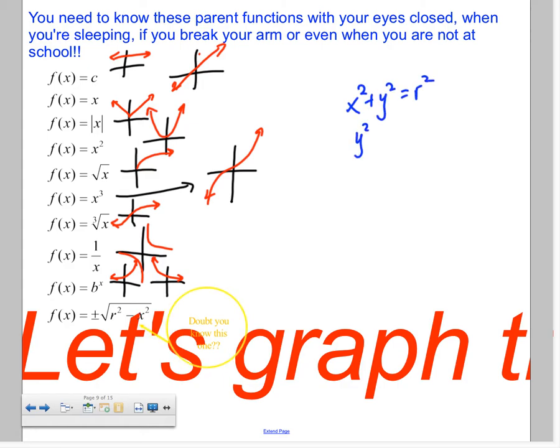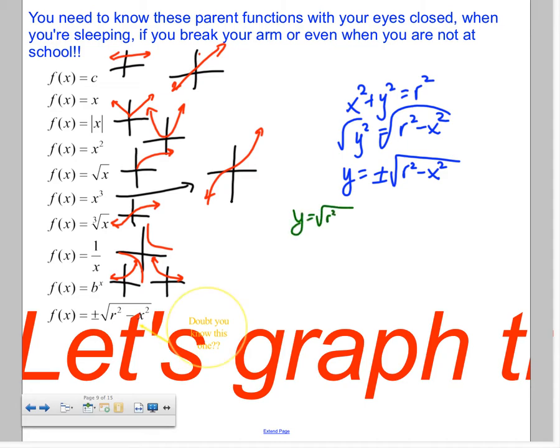Well, if I solve for y, I'm going to square root both sides. Remember how when you square root you have to have plus or minus? I get this equation. So this is actually the equation for a circle. Now technically this is two equations. I have y equals the square root of r squared minus x squared, and then I also have y equals negative square root of r squared minus x squared.